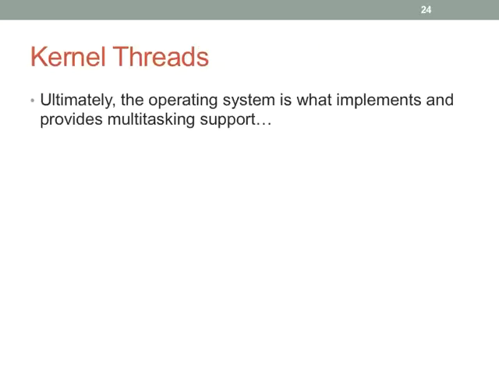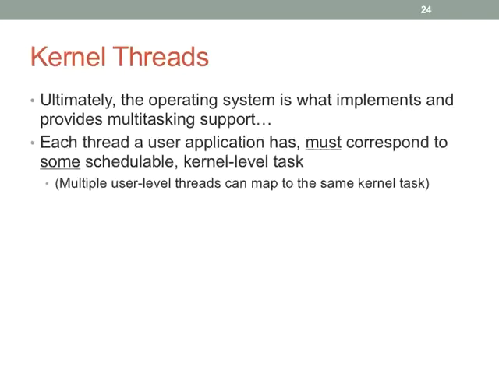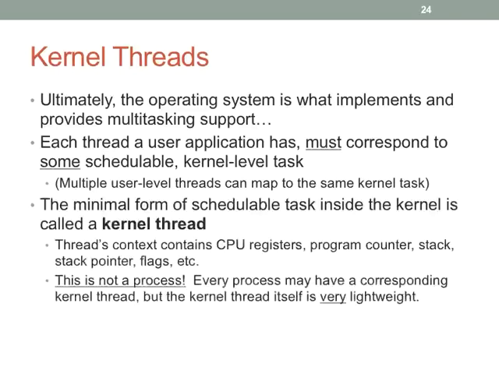All right, so since the operating system is what provides multitasking support, there has to be some kind of kernel level schedulable thingy. We call it a kernel thread, which is really confusing because we just talked about kernel threading. Sorry, that's just the terminology. There's a number of places where the terminology is reused. So each thread of a user application must correspond to some schedulable kernel level task, and we call that a kernel thread. So that maintains CPU registers, program counter, stack, all of this kind of stuff.